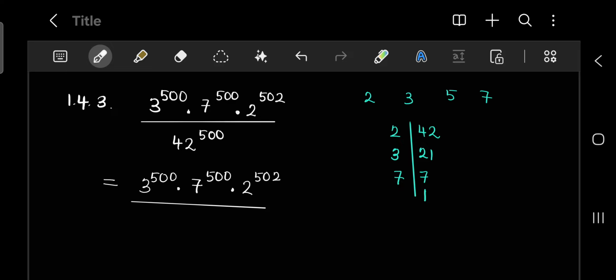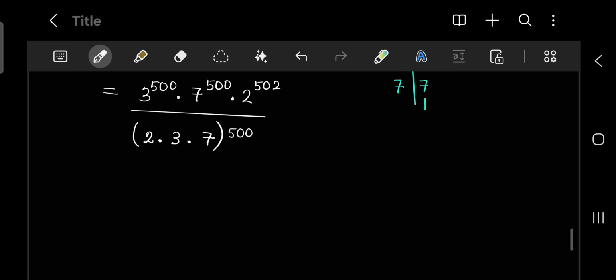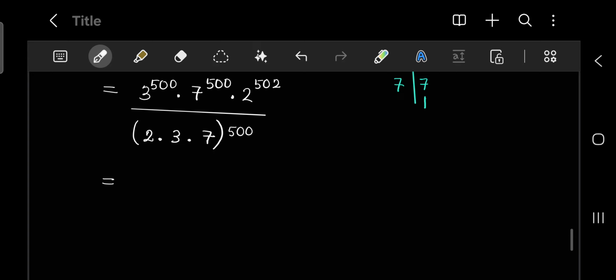So we're going to keep this numerator as is, and where we have 42, we are now going to replace it with 2 times 3 times 7. And that existing exponent is going to go outside the bracket. In the next step, we want to get rid of this bracket. So I'm going to keep the numerator as is. And to get rid of this bracket, we are going to apply laws of exponents.